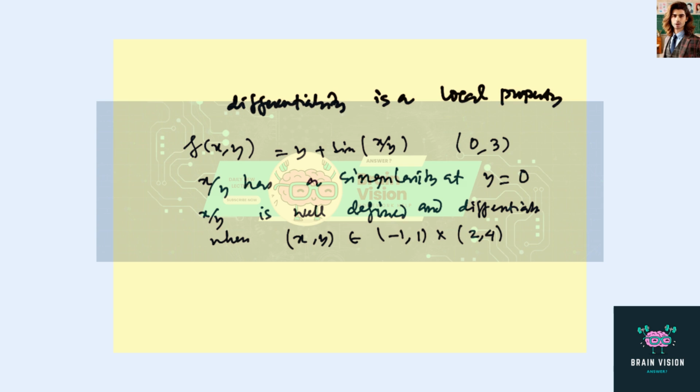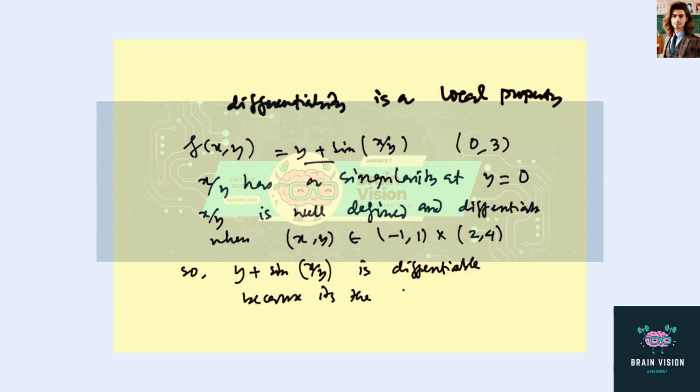So now we observe that I have the function y plus sine of x over y. So sine is a differentiable function, so the composition of two differentiable functions is again differentiable. So y plus sine of x over y is differentiable because it's the composition of two differentiable functions.